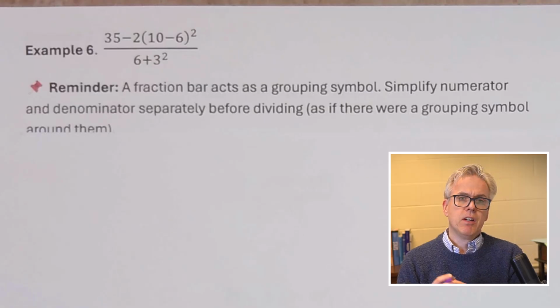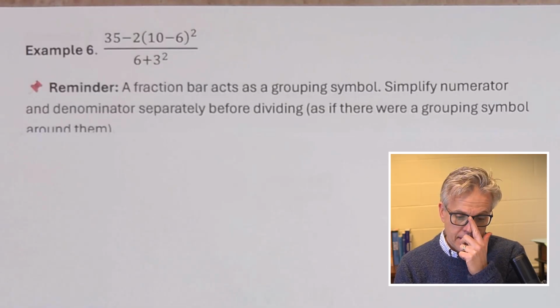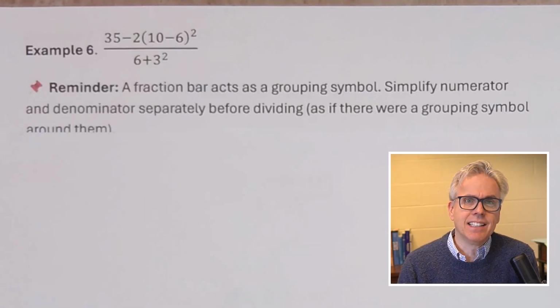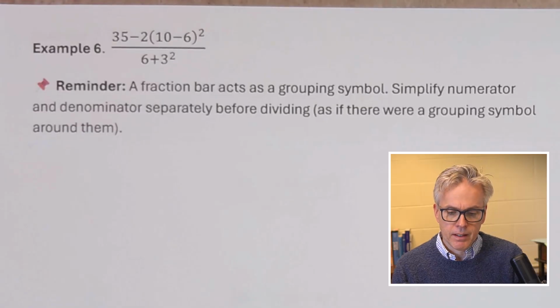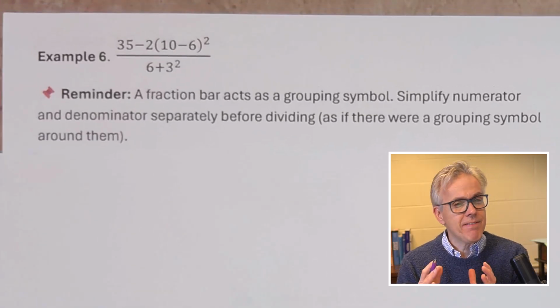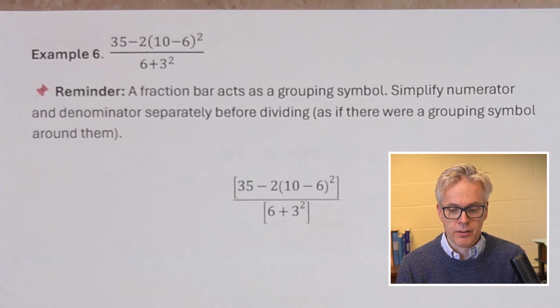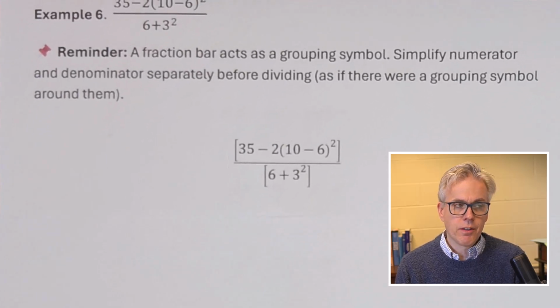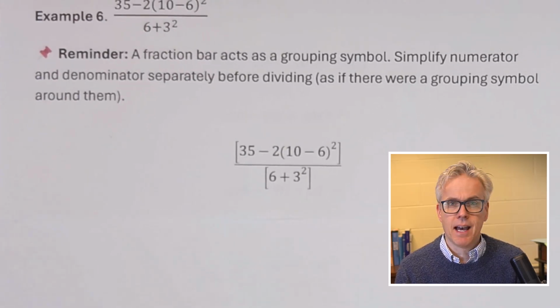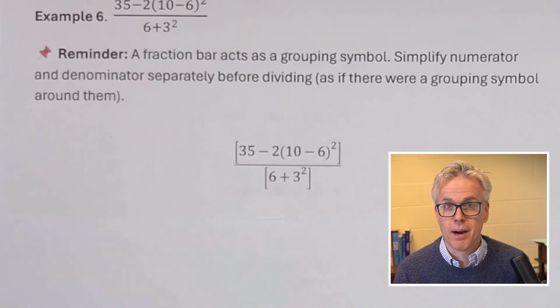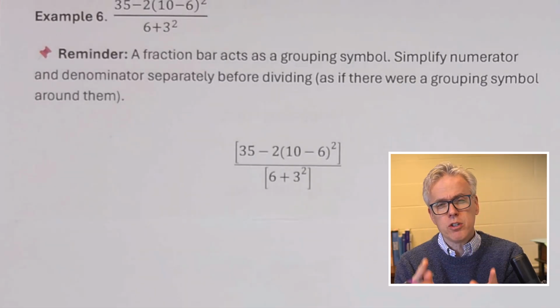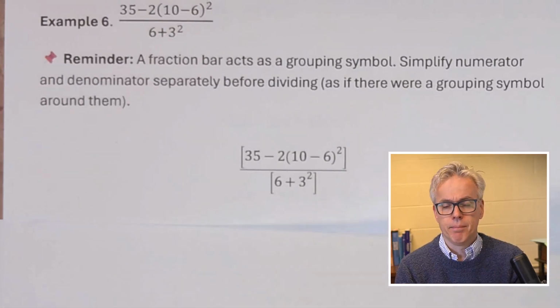plus 3 squared. So as a quick reminder, the fraction bar sort of acts as a grouping symbol here. And so what I'm going to do to emphasize that is I'm going to put brackets around the top and the bottom. So this is actually what we're thinking when we see that. We usually don't write it though, right? But that's what I'm thinking. I'm going to focus only on the numerator and then focus on the denominator.